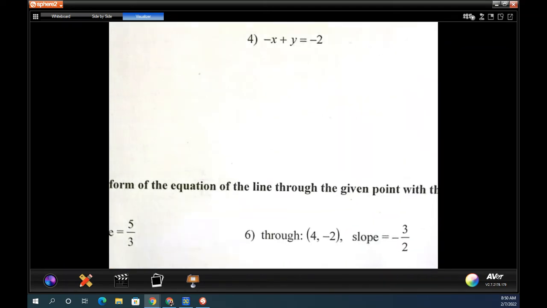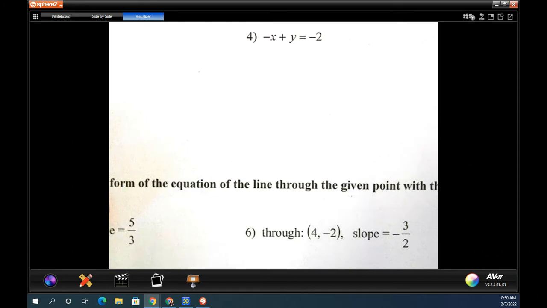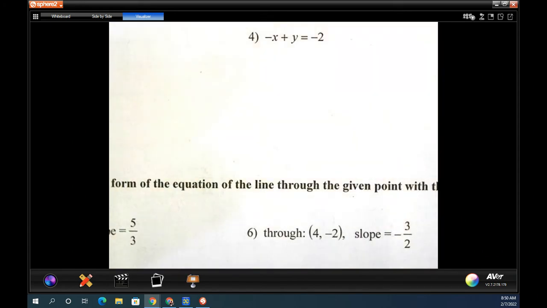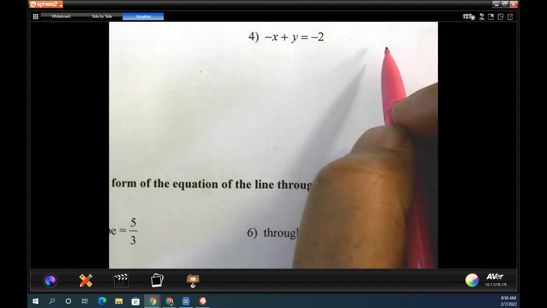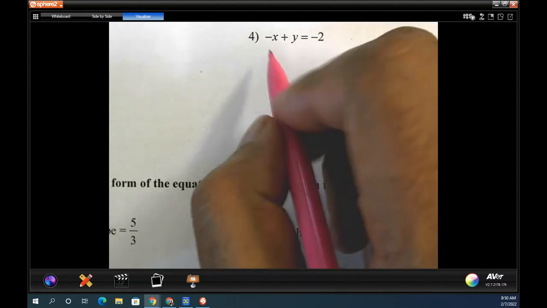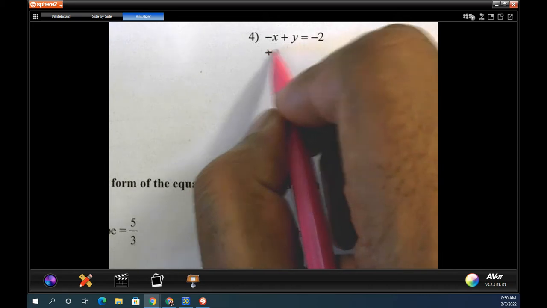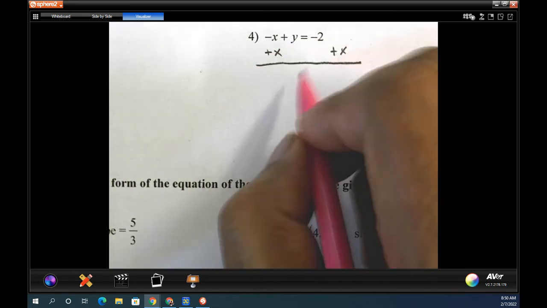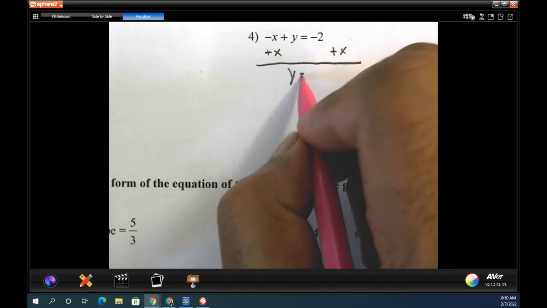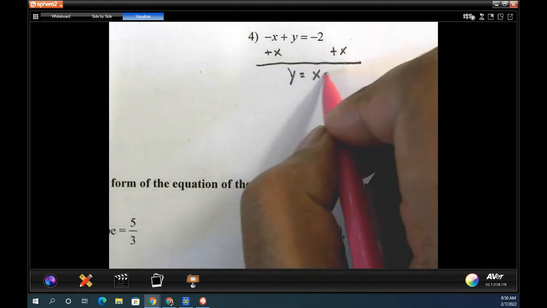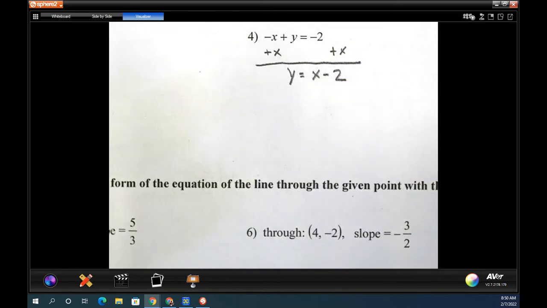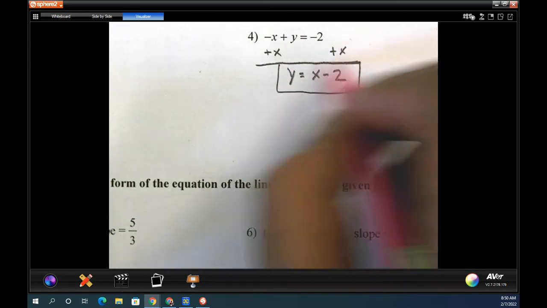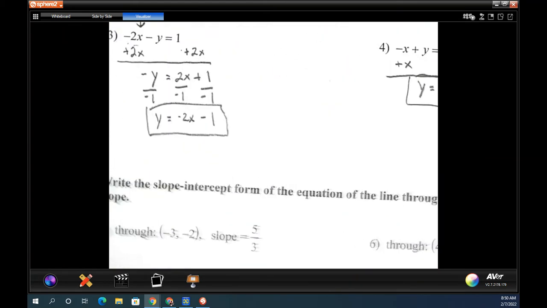Number 4, is that one in standard form? Come on, we just did one. Yeah. So what do I need to move? X. How do I move x to the other side? Add it. So we add x to both sides. So y equals x, that's -2 minus 2. Are we in slope-intercept form? Yeah. There's your answer right there. All right. Do some more of those tomorrow.